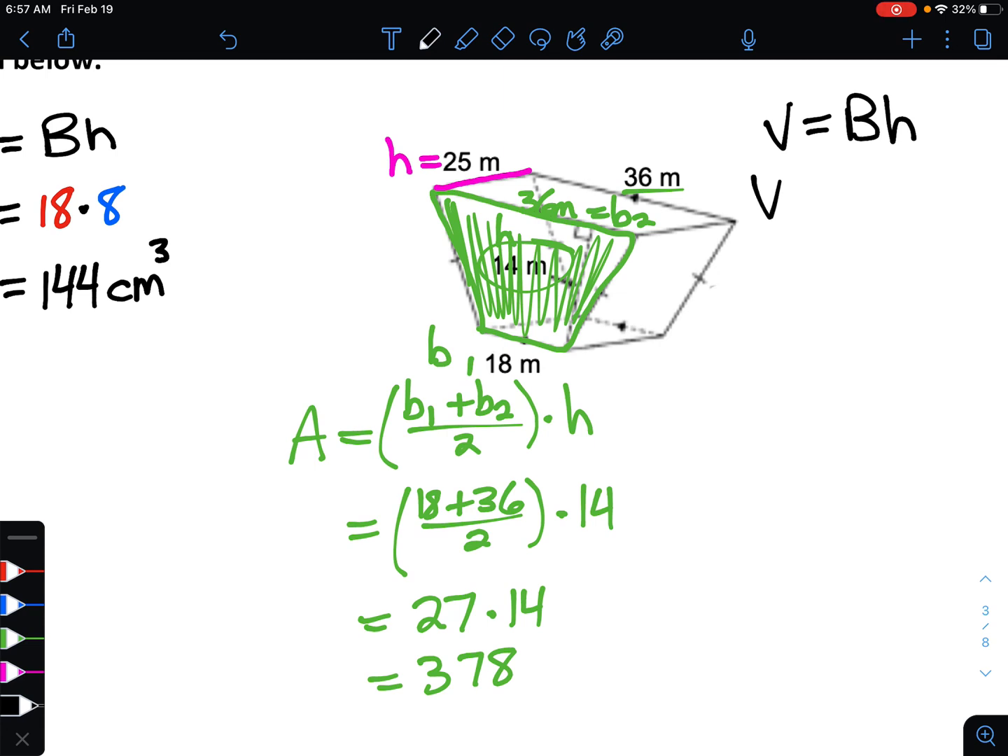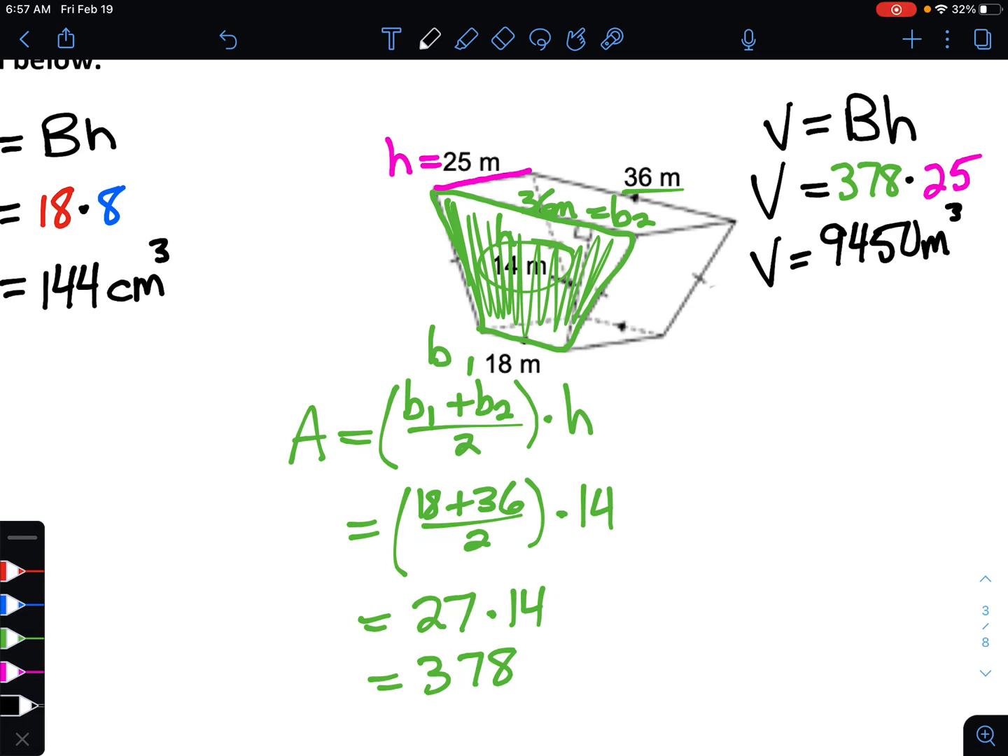All right, so now that we've got the area for our base, we should be ready to put that into our formula for volume. So again, the area for the base that we just found was 378 multiplied by our height, which we already knew was 25. And when we multiply those together, we're going to come up with 9,450, and then include our label, which is meters cubed.